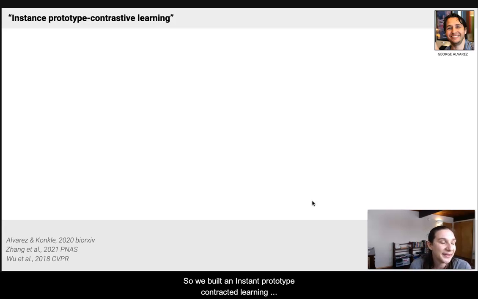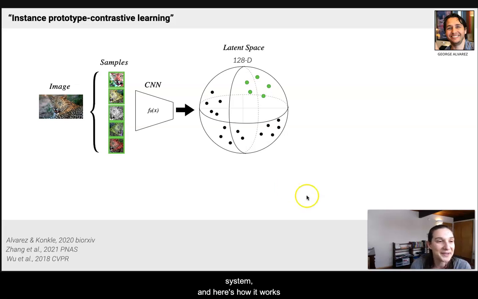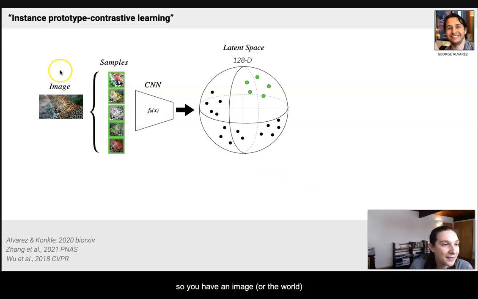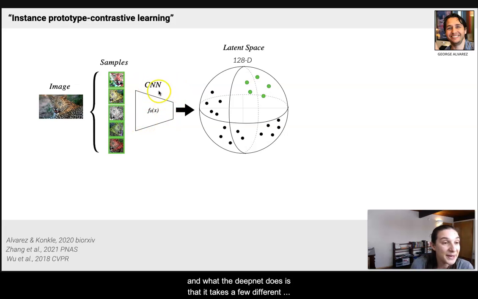So we built an instance prototype contrastive learning system. And here's how it works. So you have an image, or the world, and what the DeepNet does is take a few different samples from it, 5 samples. These are augmentations. I think of these a little bit like proto-eye movements. And it runs them through the deep convolutional neural network and maps them into a 128-dimensional space.